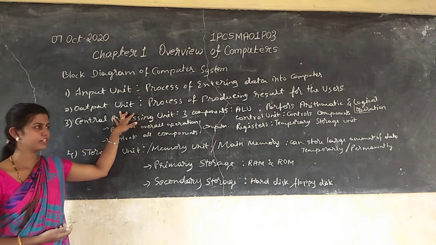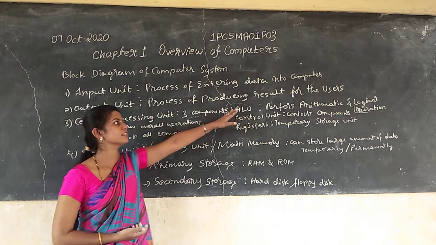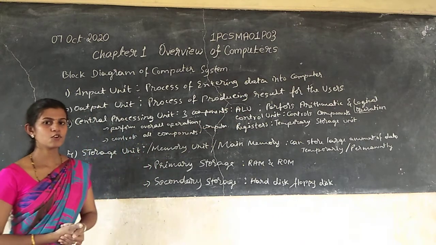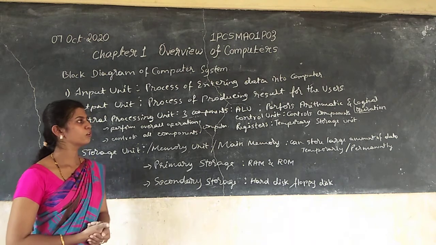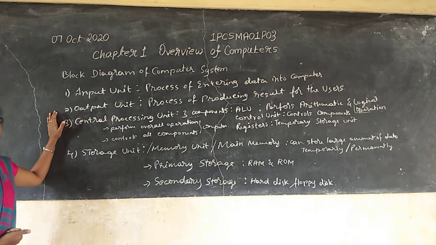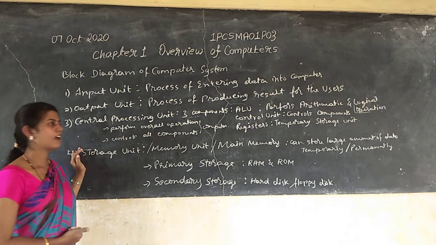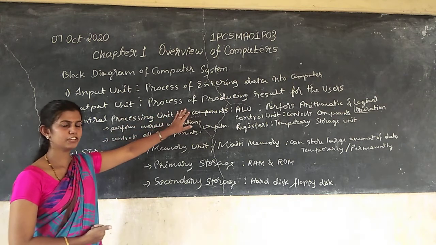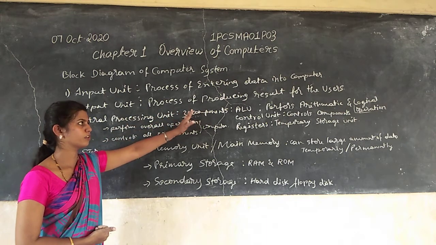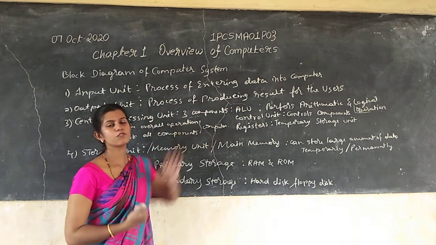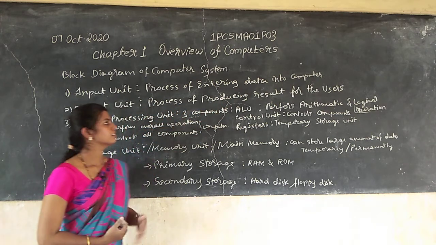So, next is the output unit. What is output unit? It is the process of producing results for the users. The entered data will be processed and it will generate some meaningful result called output, which will be produced for the users.